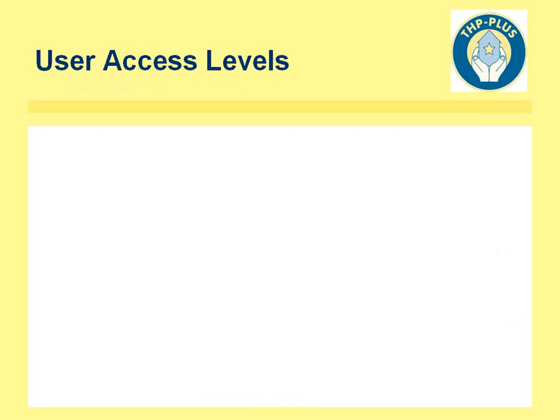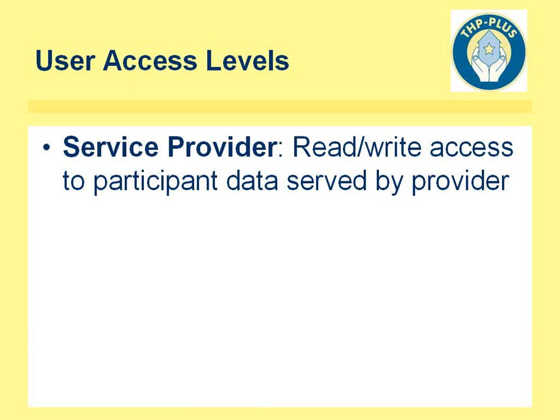Next, I wanted to talk a little bit about the user access levels. I mentioned this a little bit earlier, but there are two basic access levels. There's the service provider access, and this is read-write access for participant data. So an individual service provider can log into the system and then can enter data and review data only for the participants that they're actually serving in their particular program. And this is also the access level that will be used by counties that provide direct services. So if a county operates a host family program directly, for example, then they will get a login at the service provider user level so that they'll be able to actually enter data for those host family participants.